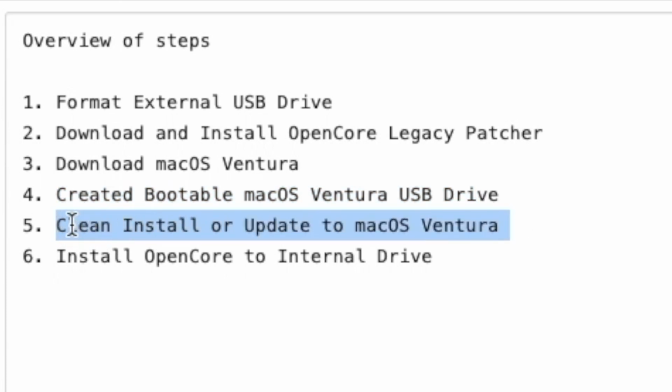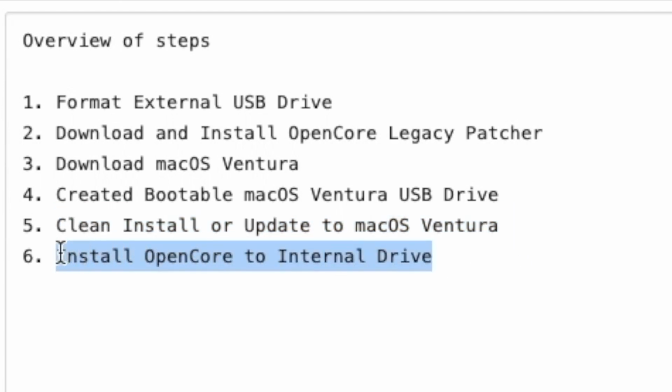Then we are going to boot using this USB drive which we created in step 4 in step 5, and therein you can choose whether you want a clean install or you want to update to macOS Ventura. And once that process has finished, then we are going to install this OpenCore Legacy Patcher to the internal drive so that you can boot into macOS Ventura without having to attach the bootable USB drive to your MacBook Pro, your MacBook Air, your Mac Mini, or your iMac.